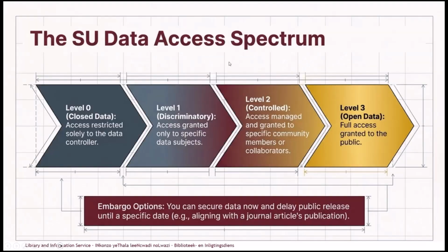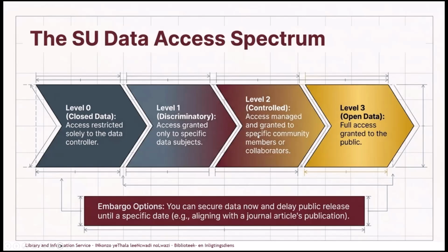And here are then the access options on SunScholarData, for instance. So level 0 would be completely closed. Access is restricted and it's only accessible by the data controller, so you as the principal investigator. Level 1 is discriminatory. So access can be granted to specific data subjects or specific collaborators.